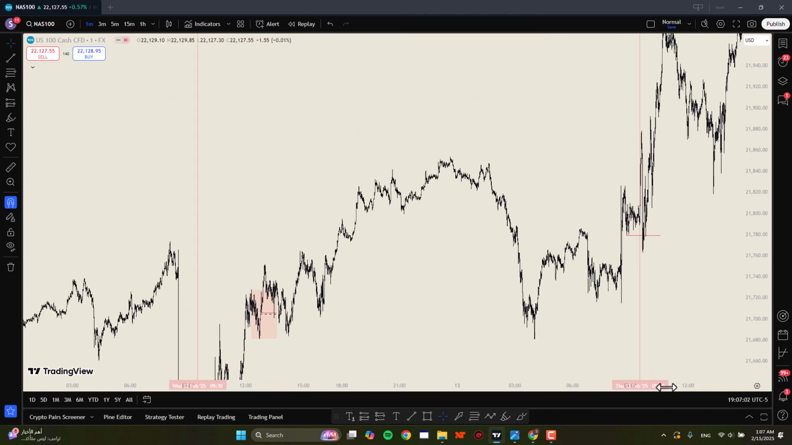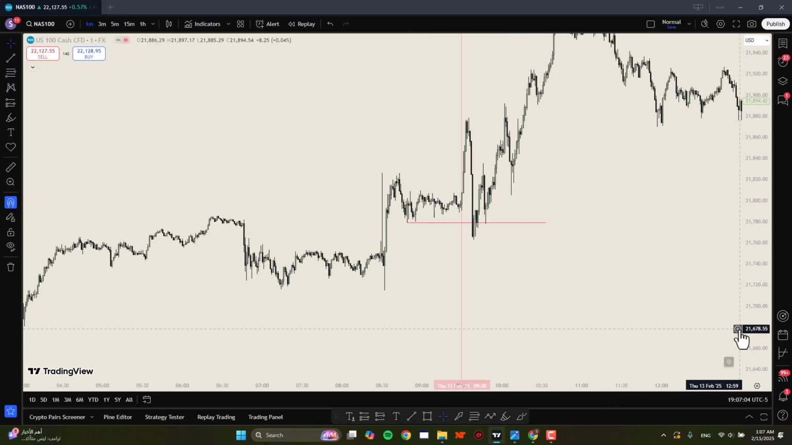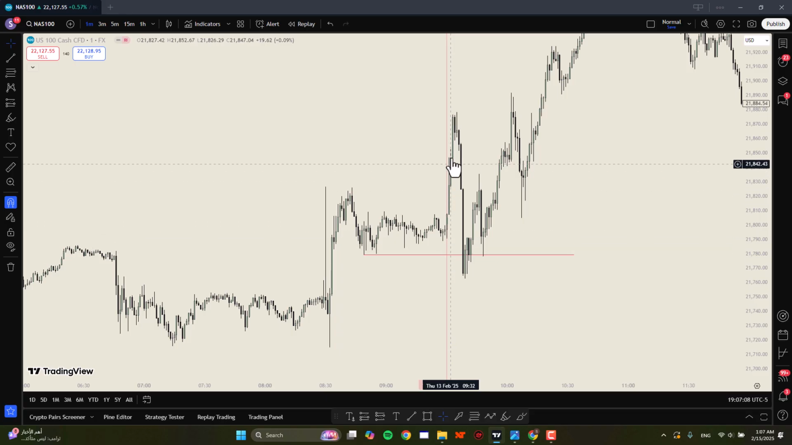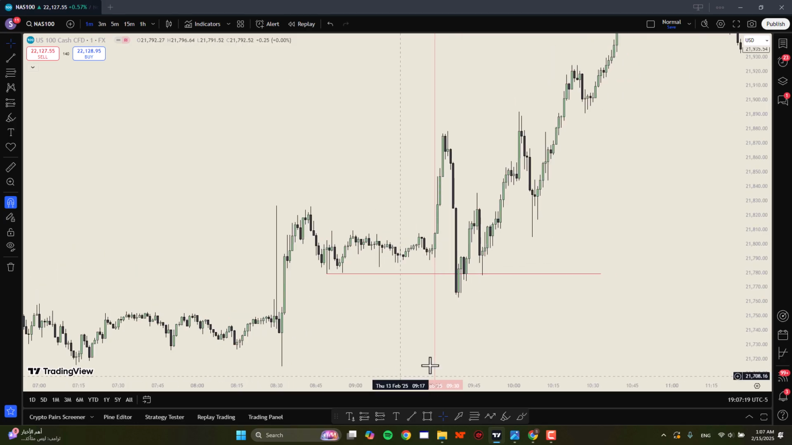So let's go back to here. At 9:30, we have this push to the upside. We ignore it. We're looking for price to sweep a low. This was the low, the obvious low. Price came back to it. It took it, right?